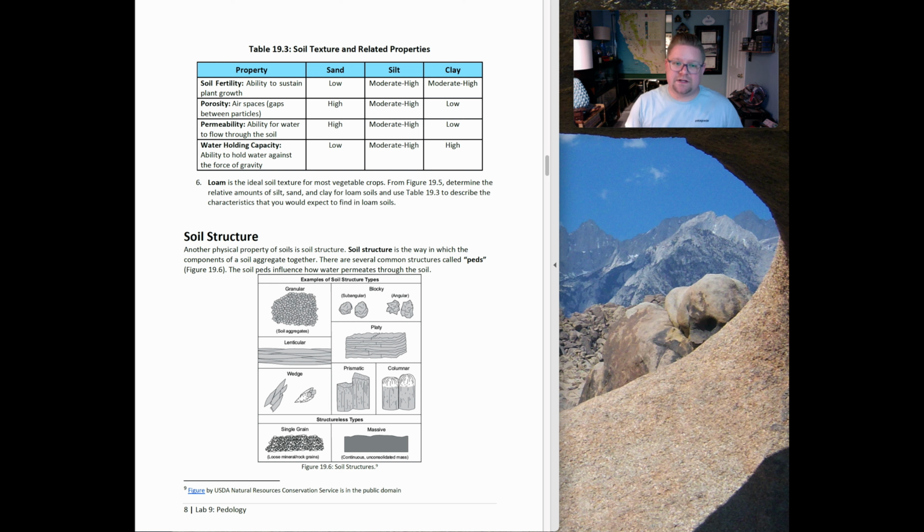Now, another piece of just understanding soils will be its structure. Another physical property is called soil structure. Soil structure is the way in which the components of a soil aggregate or collect together. There are several common structures called peds, and soil peds influence how water will permeate through a soil. So depending on the structure of the soil, it will really control the rate at which water that sits on top is able to transfer through. Examples are granular, lenticular, platy, wedge, prismatic, massive, or single grain. This is an important piece when studying soil.